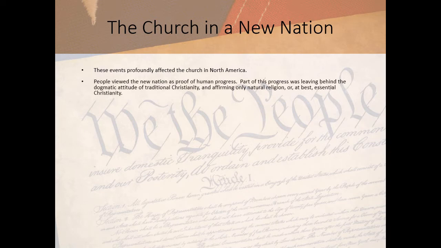People viewed the new nation as proof of human progress. Part of this progress was leaving behind the dogmatic attitude of traditional Christianity and affirming only natural religion, or at best, essential Christianity. We know that people in the United States, especially those that were around for the formation of the nation, they had a whole different view on things. And they had moved away from the way things had been in the past. Many of them had come to the country or come to the colonies to get away from that in the first place, and the things that went along with it, both in religion and politics and socially, whatever you want to emphasize.